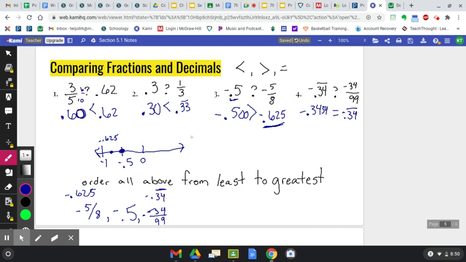Now getting into the positives. Next up was the 0.3, 30%. And then we had 33%, which was actually 1/3 in the original problem. We changed it to a decimal. Next up, we have the 60%, the 0.6, but remember that came from 3/5. And 62%, which was 0.62. So remember, when you're ordering, you start with the farthest left on the number line and work your way to the right.